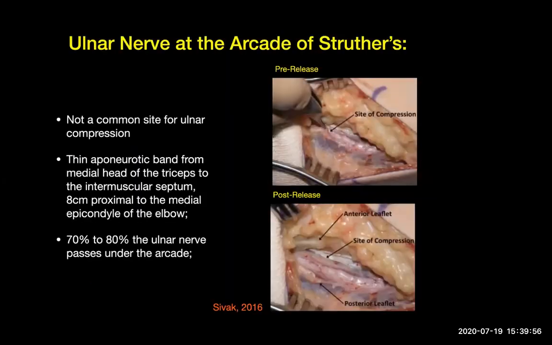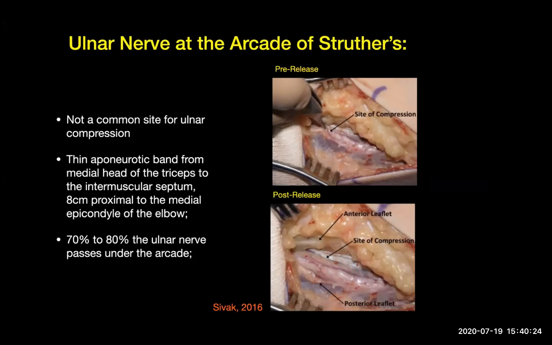Now, the first thing that I'm going to show you here is what they call the arcade of Struthers. Of course, we are familiar with the ligament of Struthers, which is the entrapment site also of the median nerve at the inner side of the arm, okay? But this one is the arcade of Struthers. So the arcade of Struthers is not a common site for ulnar compression, but it could happen.